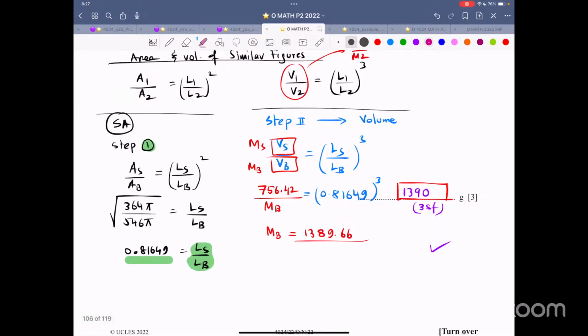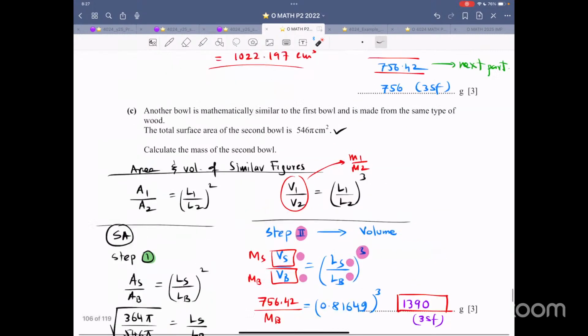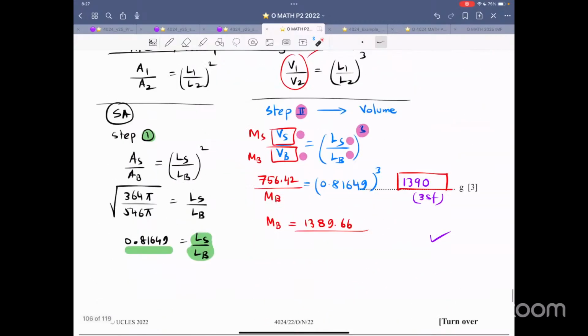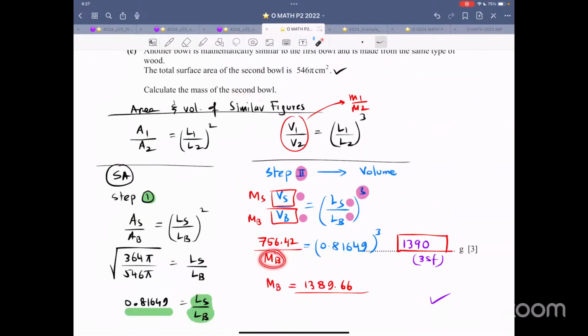Now for step number 2, what needs to be done? Volume of small to volume of big is length of small to length of big whole thing cube. Whatever is the ratio of volume, that is the same thing as ratio of mass. So now mass of small is 756.42, and mass of the second bowl, that is the bigger one, is unknown. This is 0.81649 whole cube. Simplify, and this is the answer that you are getting. This is definitely one of my favorite questions. It's not just very nice, it's very, very nice.